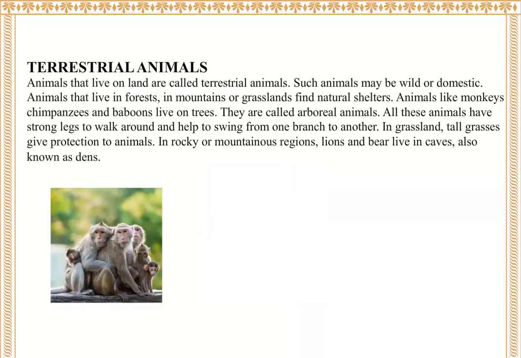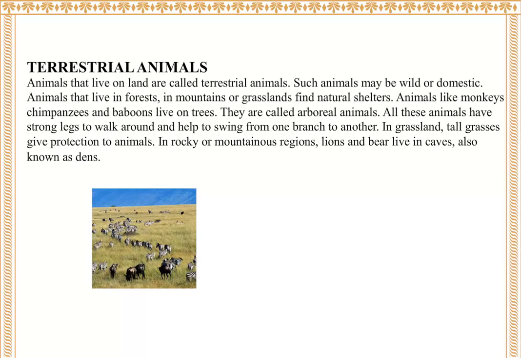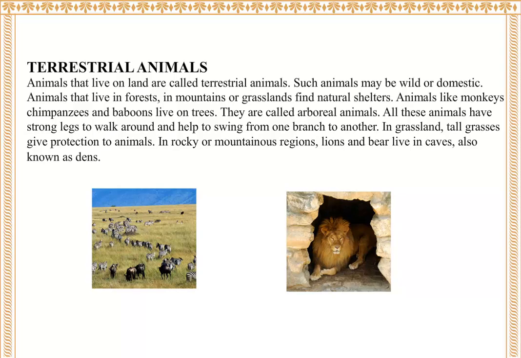Animals like monkeys, chimpanzees, and baboons live on trees. They are called arboreal animals. These animals have strong legs to walk around and help to swing from one branch to another. In grassland, tall grasses give protection to animals. In rocky or mountainous regions, lions and bears live in caves, also known as dens.